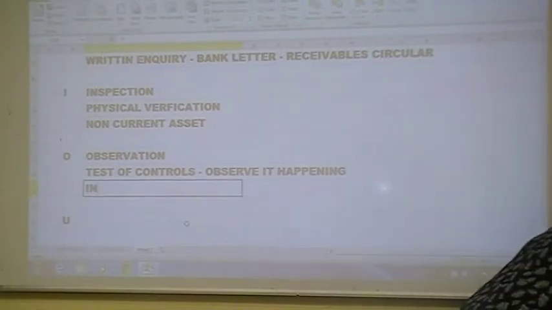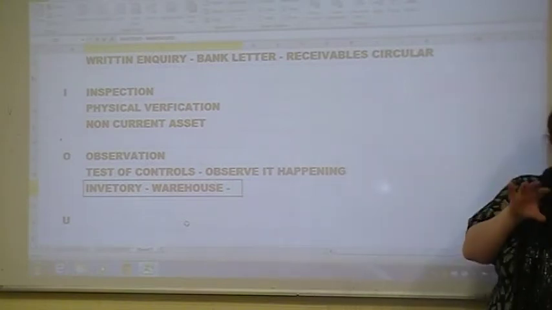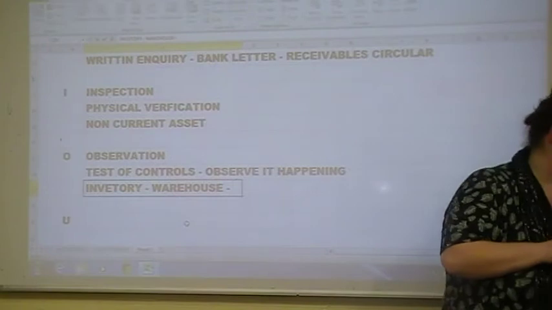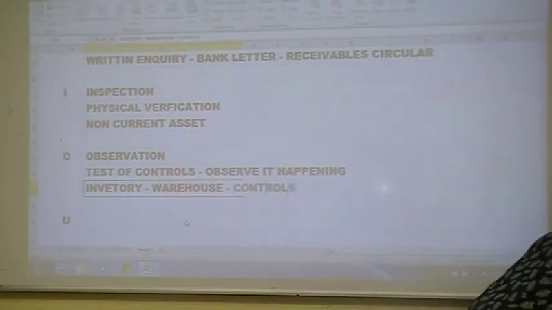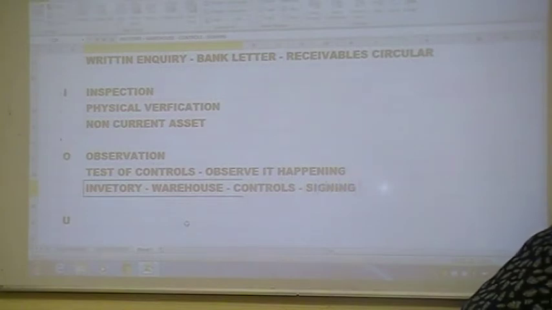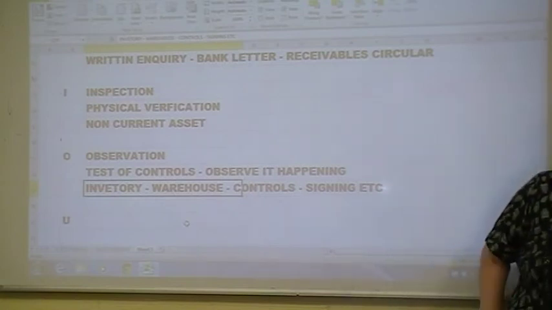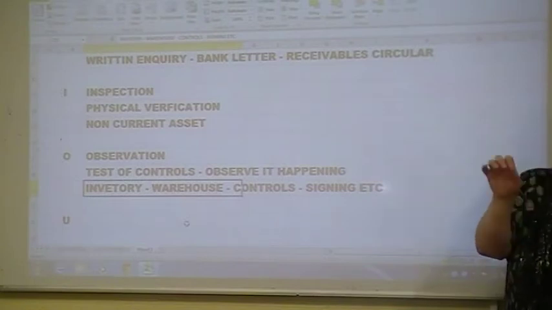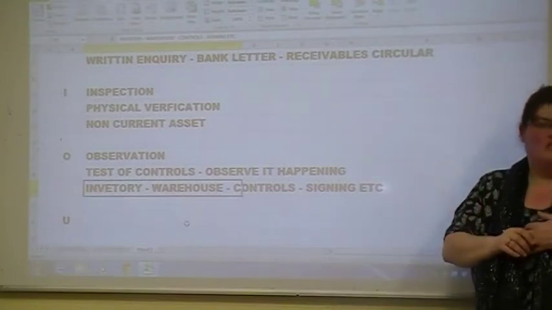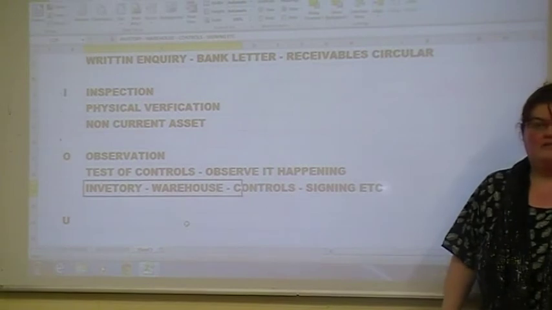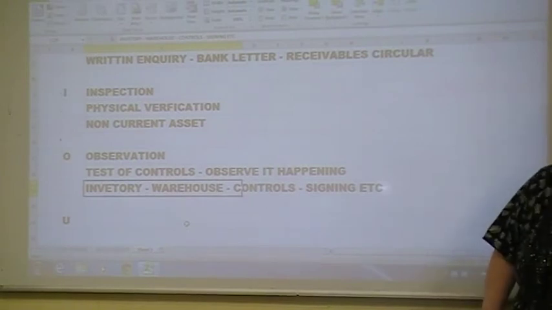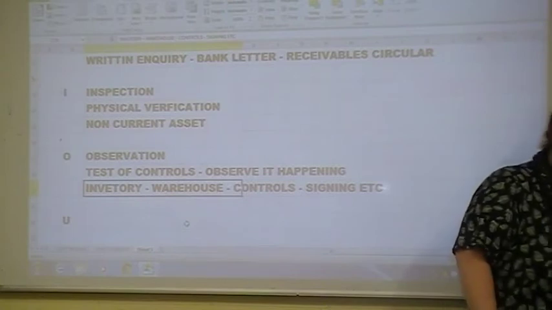What I think about there is the inventory in the warehouse, and what controls are in place for taking the inventory out of the warehouse. So really you could go into the warehouse and see, when someone comes in to get the inventory, are they signing for it and is someone authorising it? That lets you see your control actually working. Does that make sense, yeah?